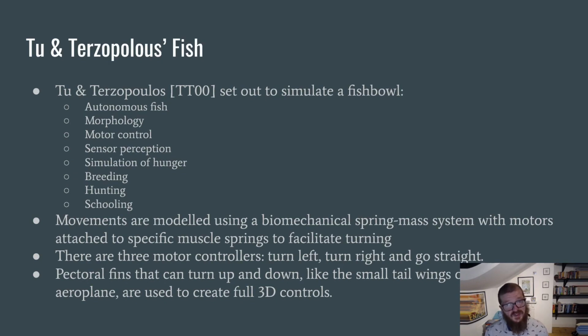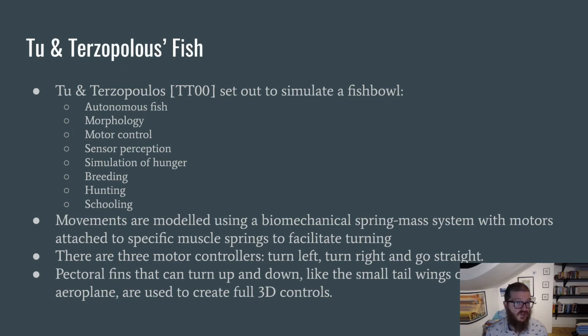With a project placed somewhere between ALife and art, Tatopolis set out to simulate a fishbowl, a complete ecosystem of autonomous fish, including morphology, motor control, sensor perception, simulation of hunger, breeding and hunting, as well as additional behaviors such as schooling. The model described here is more of a hybrid method, as often seen in art projects or games, where several disparate techniques combine to create convincing morphology and behavior.